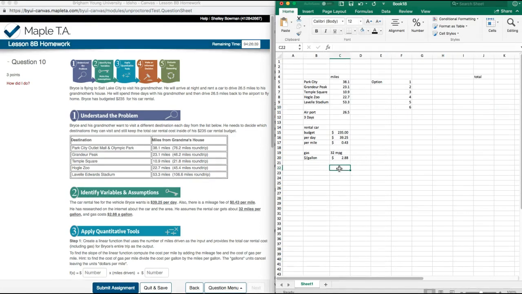So we're going to do equals 2.88 divided by 32, and, oh, it doesn't understand miles per gallon, so let's erase miles per gallon. Just type in the 32. We'll label miles per gallon here so that we know that. And that gives me about 9 cents. I'm guessing we could go out a little bit further. Nope, just 9 cents. That's great. Okay, so this is the cost per mile in gas.